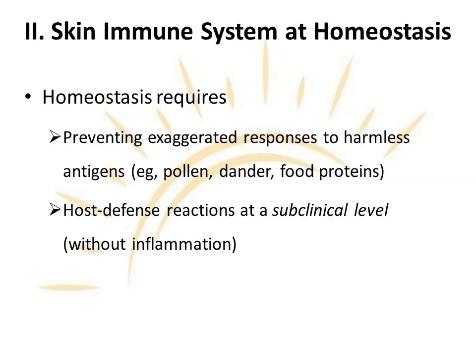Skin immune system at homeostasis. Homeostasis is required to prevent exaggerated responses to harmless antigens, for example, pollen, dander, and food proteins. It is also required in host defense reactions at a subclinical level without inflammation.